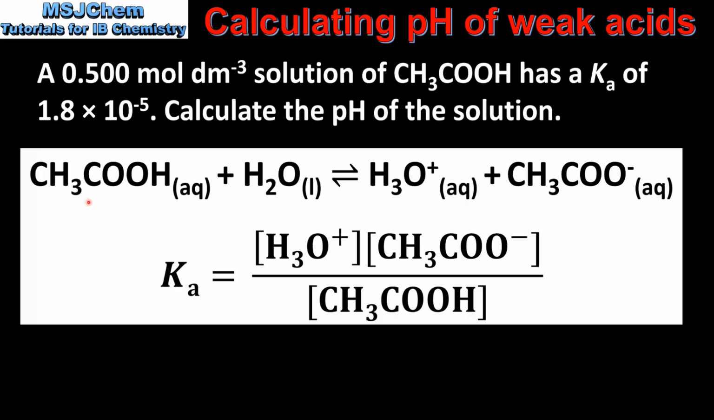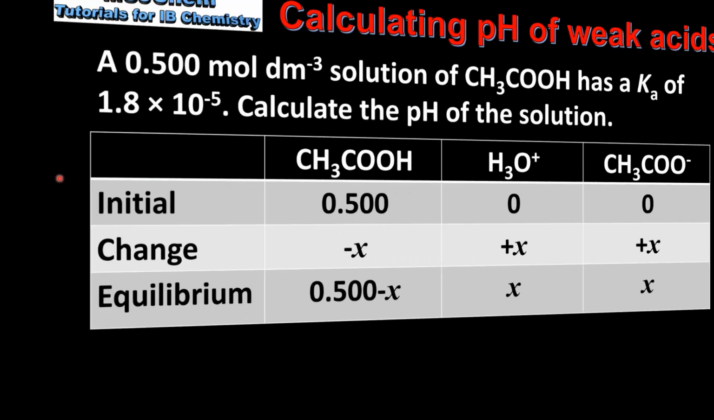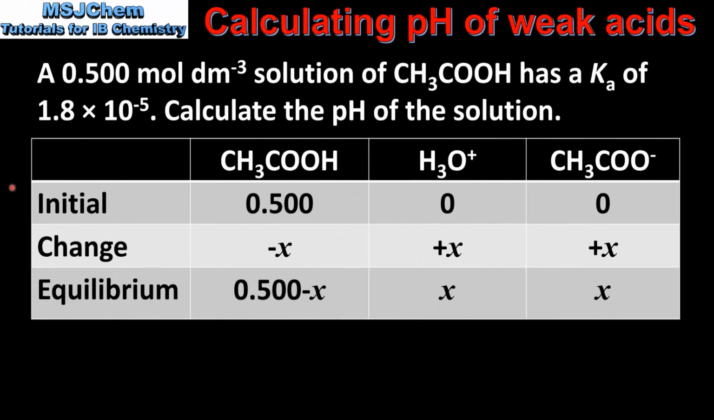Here we have the equation for the reaction of ethanoic acid and water. The products are the hydronium ion and the ethanoate ion. And here we have the expression for the Ka, the acid dissociation constant. The first step is to draw up an ICE box. I stands for initial concentration, C for change in concentration, and E for equilibrium concentration.